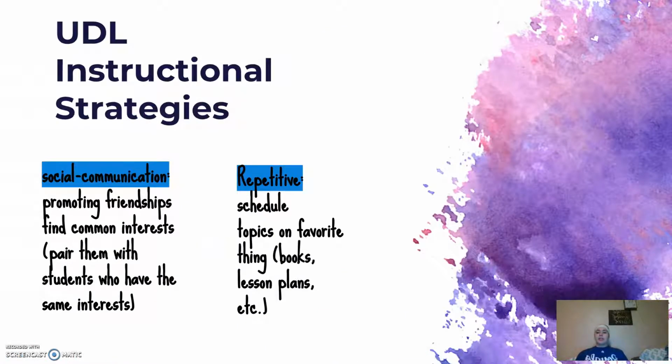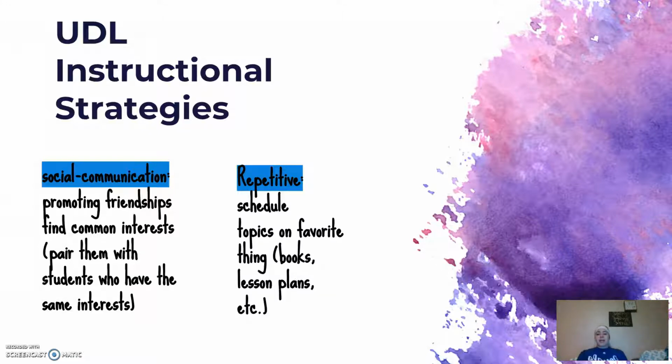And the UDL for this would be, for social communication, promoting friendships. You could also group them together with another student in the class who might like the same sports teams, or if they do non-academic activities outside of the classroom together as clubs, sports, plays, things like that, you could group them together since they have a common interest.